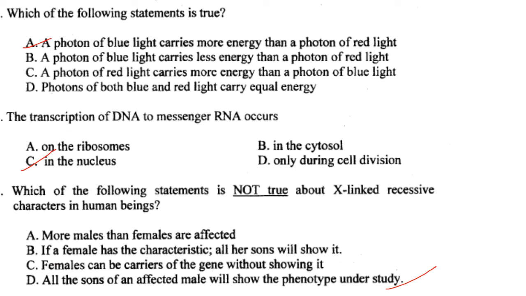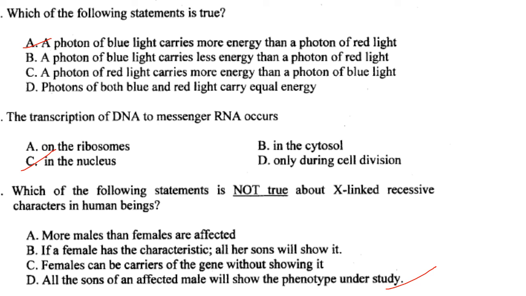Then which of the following statements is true? A photon of blue light carries more energy than a photon of red light. A photon of blue light carries less energy than a photon of red light. A photon of red light carries more energy than a photon of blue light. Photons of both blue and red light carry equal energy. So red light has a longer wavelength, a smaller frequency, and thus the photon energy is smaller than blue light.